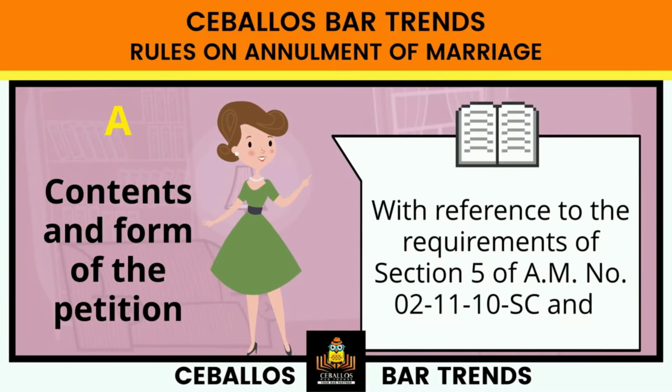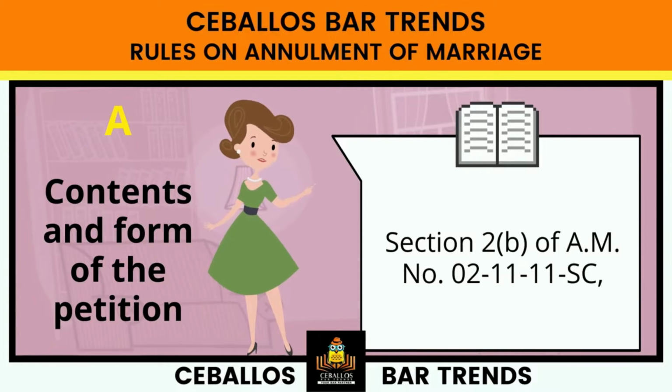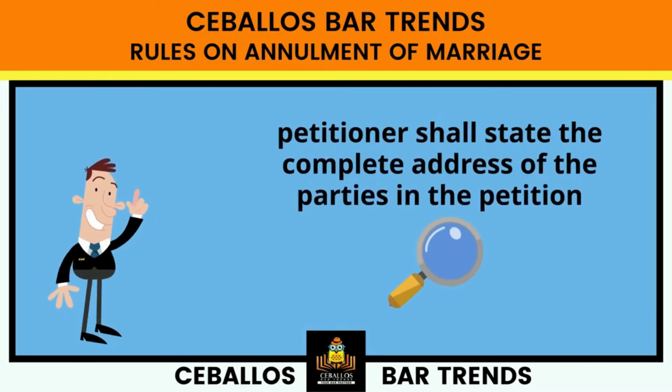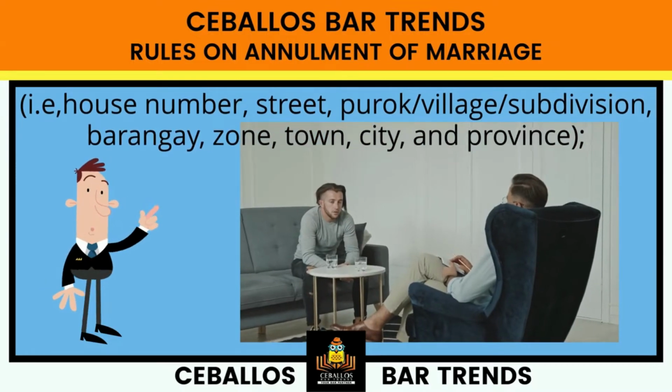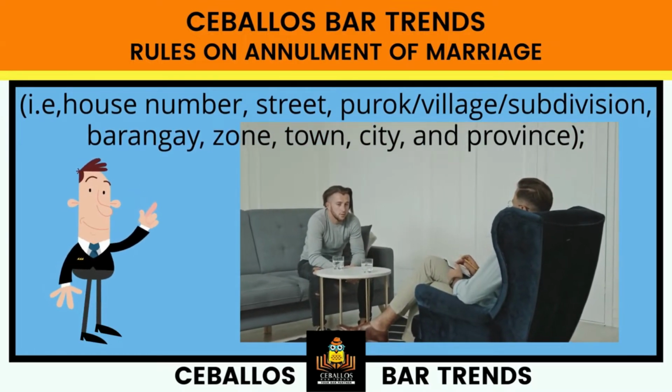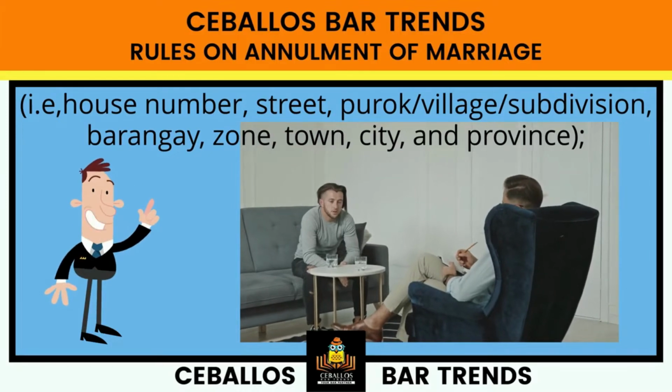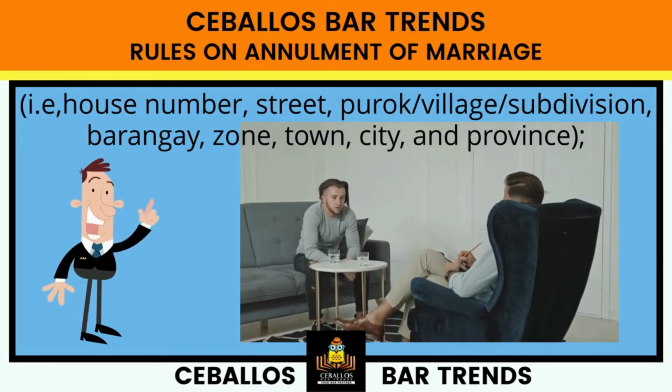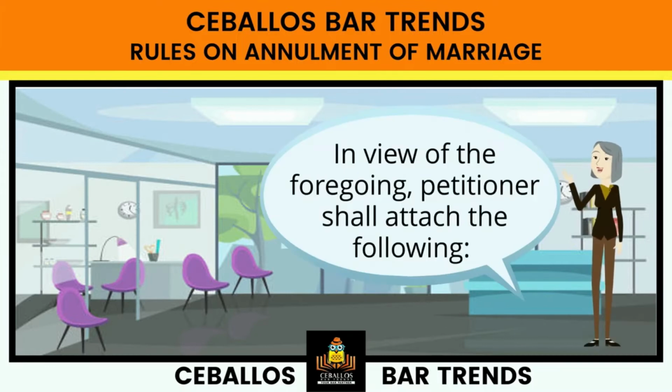With reference to the requirements of Section 5 of Administrative Matter No. 02-11-10 Supreme Court and Section 2 of Administrative Matter No. 02-11-11 Supreme Court, petitioner shall state the complete address of the parties in the petition, that is, house number, street, purok or village or subdivision, barangay, zone, town, city, and province. In view of the foregoing, petitioner shall attach the following.